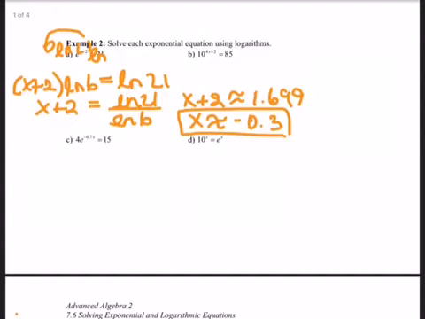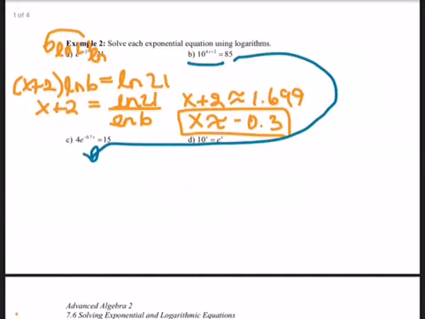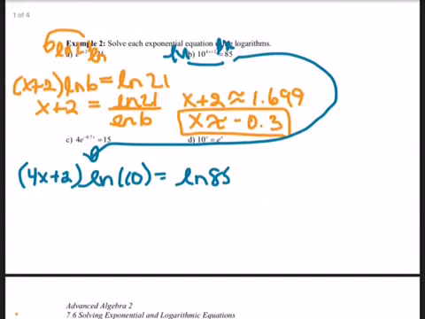So I'm going to do the next one. I just want to change my color, and I'm going to do B down here. Okay, so I'm going to take natural log of both sides. So that's going to bring the 4x plus 2 down in front. I have natural log of 10 is equal to natural log of 85. So I can divide both sides, since this is multiplication, by natural log of 10. That leaves me with 4x plus 2 equals natural log of 85 divided by natural log of 10.